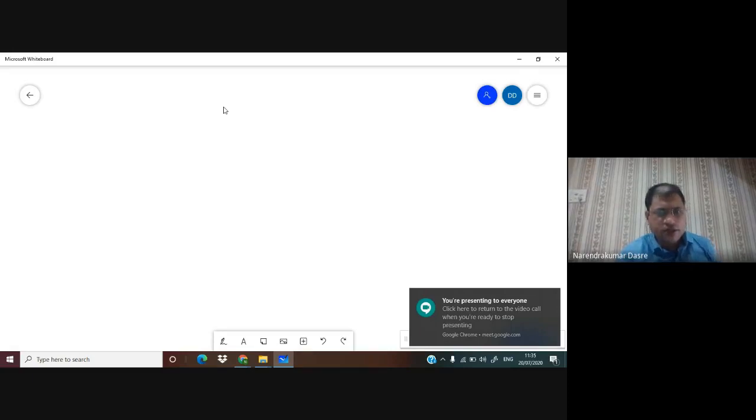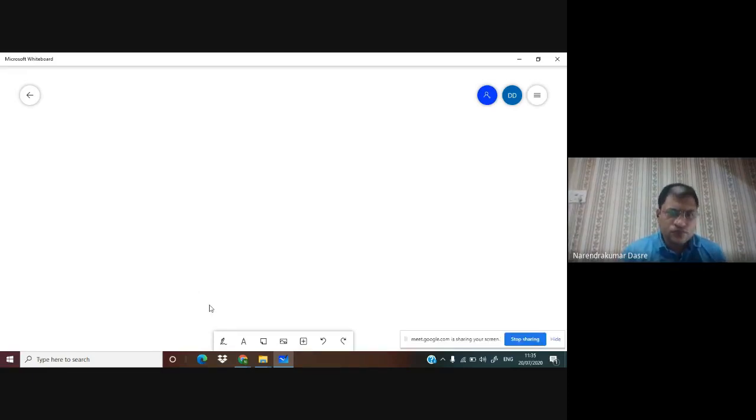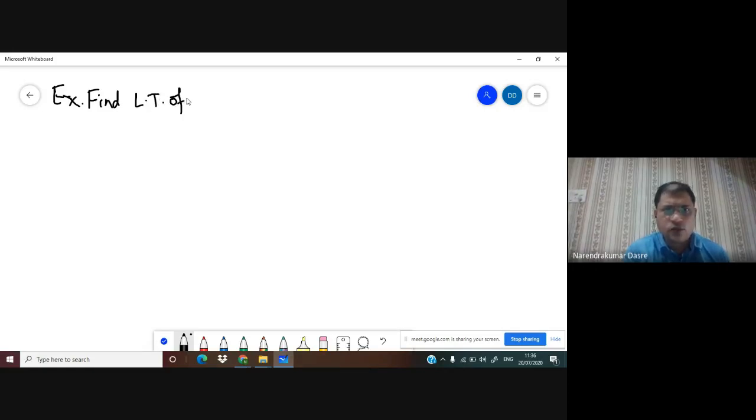Okay, so I hope my screen is visible to you all. Okay, so we'll try to solve more examples based on the previous properties that we have studied. So write down an example. Find Laplace transform of f of t is equal to cos of at upon t. Okay, so clearly we can see this is the example of division by t property.